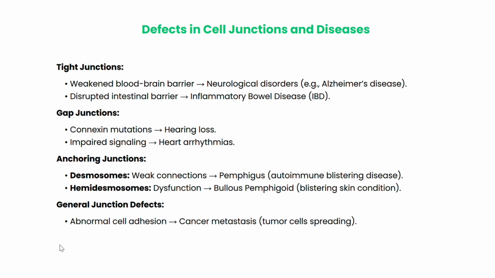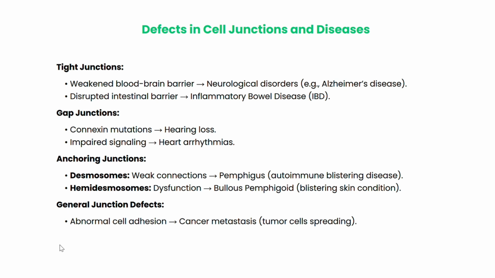Now, anchoring junction defects. Weak desmosomes can lead to a condition called pemphigus, an autoimmune disorder where the skin becomes blistered because cells lose their adhesion. Similarly, problems with hemidesmosomes result in bullous pemphigoid, another blistering condition that affects the skin.